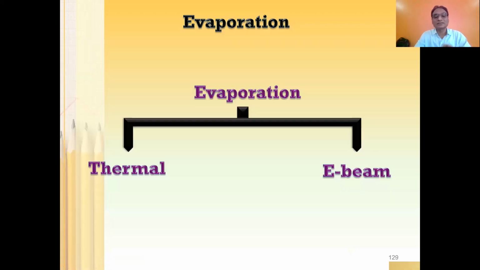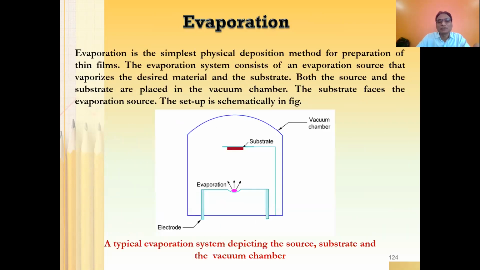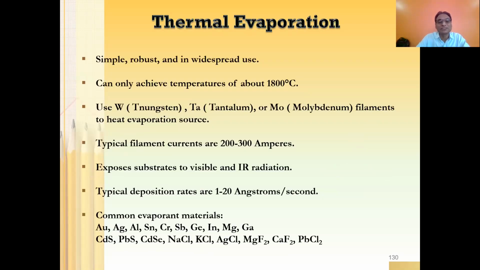Now, this is in general evaporation I told you. As far as evaporation is concerned, there are two different methods: thermal evaporation and E-beam evaporation. Whatever we have discussed is basically thermal evaporation. But I'm going to tell you the important features of the thermal evaporator. Whatever system I have shown you is a thermal evaporation system only. Only some of the critical features of thermal evaporation I'm going to tell you now.